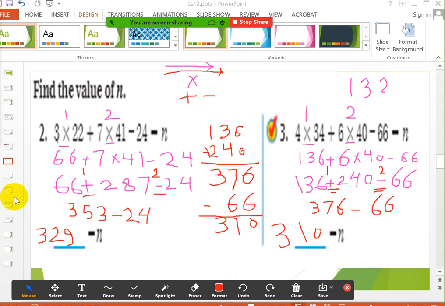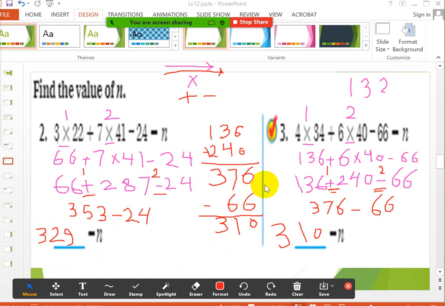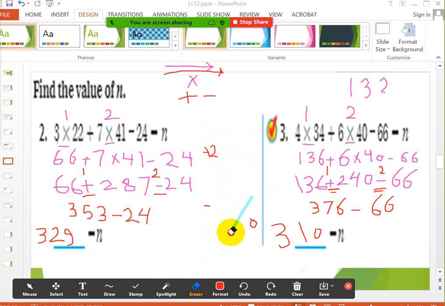So if you finish this one, you finish number 2 and 3, type 1, please, if you finish, to move to number 4.